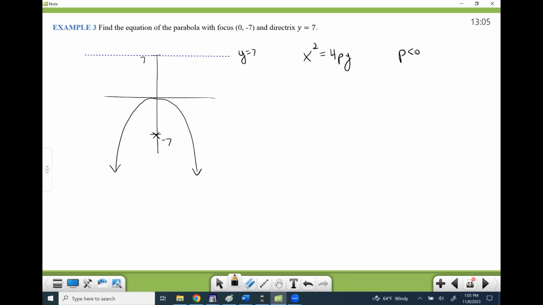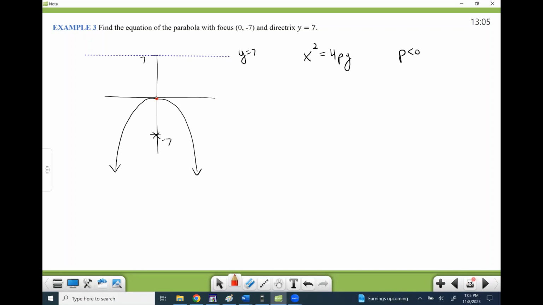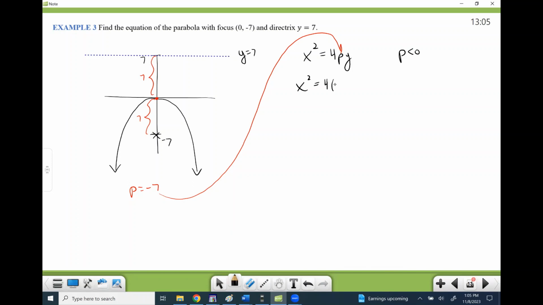Okay. All right. And p, remember, is the distance between either the vertex and the directrix, or the vertex and the focus. Okay. So that distance is 7, but we just got done saying it has to be negative since it faces downward. So we're just going to substitute that -7 in. Let's see what we get. There we go. All right.